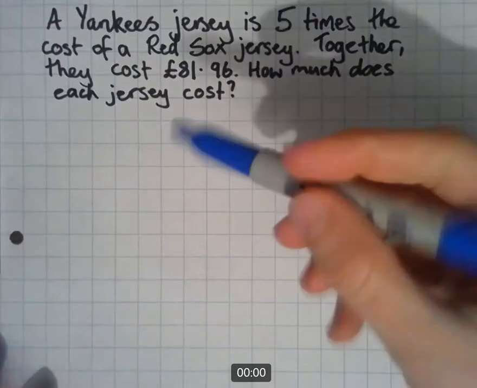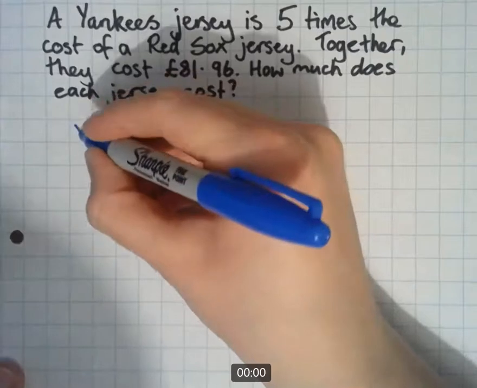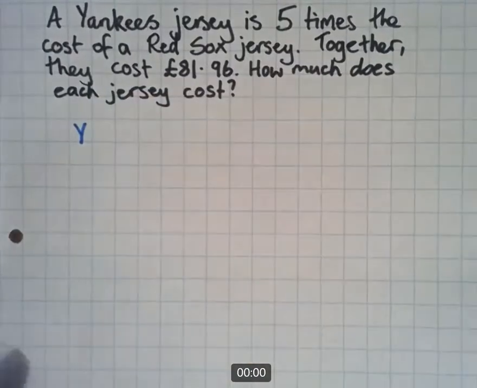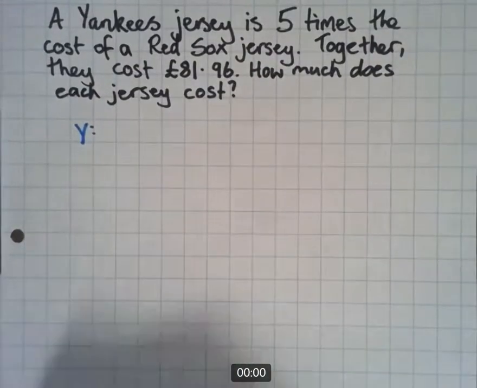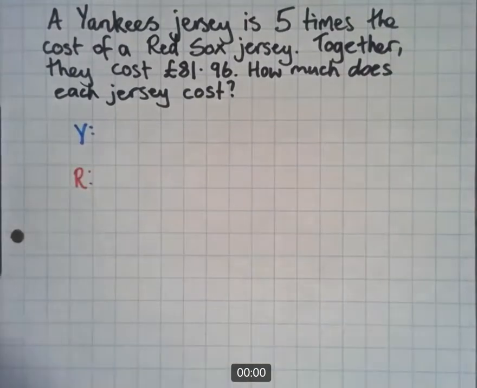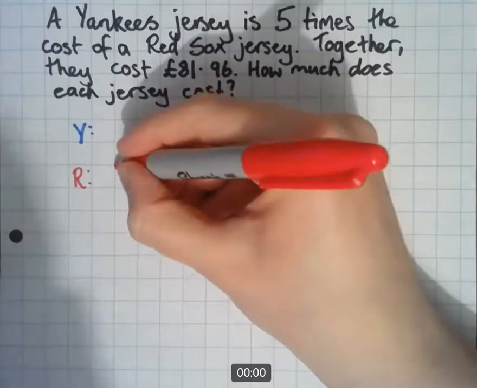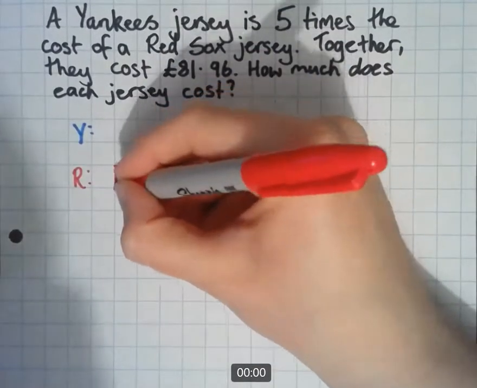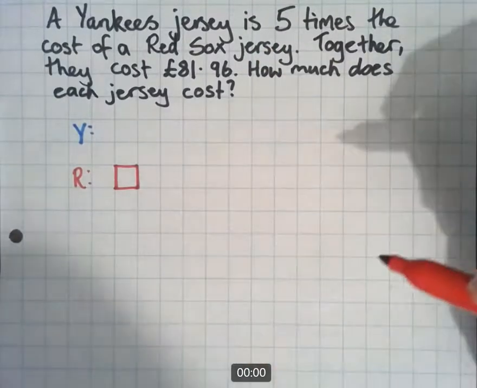Well, the first thing we know is there are 2 different types of jerseys here. So we have a Yankees jersey, the most expensive, and clearly the best. And we have a Red Sox jersey as well. So we put an R there as well, just to represent those. So let's start unpicking what we know about both of these things. So it says a Yankees jersey is 5 times the cost of a Red Sox jersey. So if we have a look at this one, we don't actually know what the Red Sox jersey is worth. So I'm just going to put a little box there to represent the cost of the Red Sox jersey. I don't know what it is. That's just showing me there's an amount here and I don't know what it is.